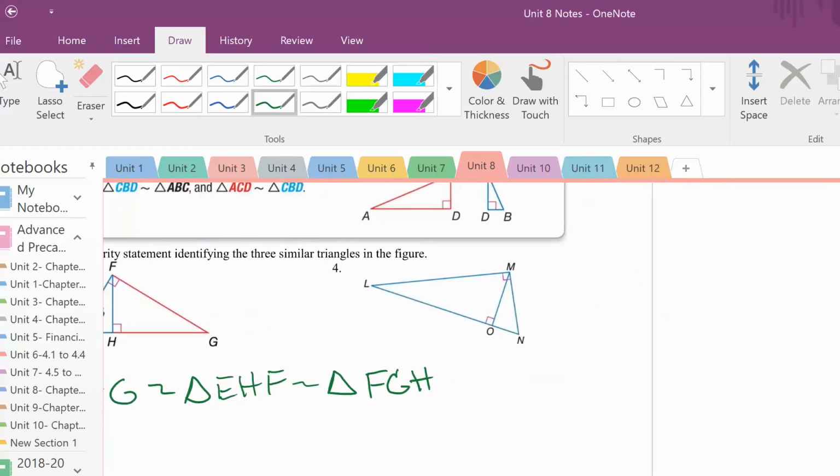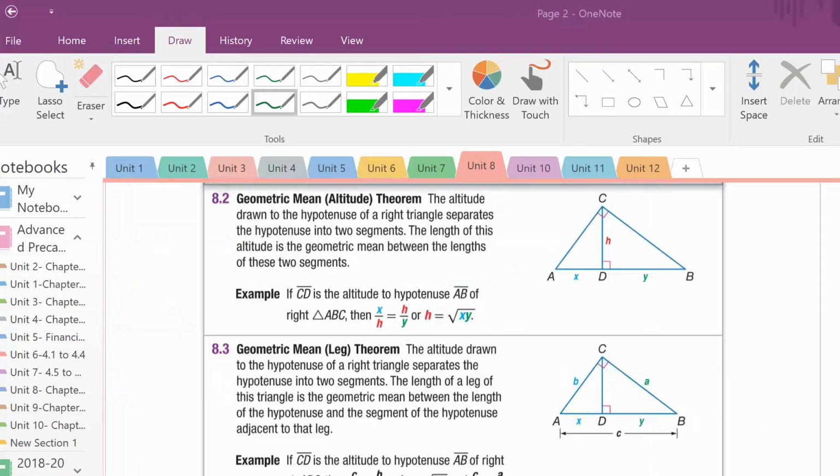Those are the three similar triangles in that picture. If you're looking at the next picture, triangle LMN would be similar to triangle LOM, which would be similar to triangle MON. So the main thing is that if you draw an altitude to the hypotenuse of a right triangle, you're going to create three similar triangles. By creating three similar triangles, you also create proportional parts, which leads to the fact that an altitude is the geometric mean between the segments of its hypotenuse.